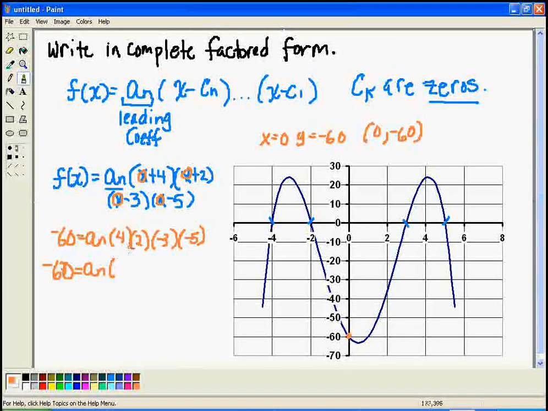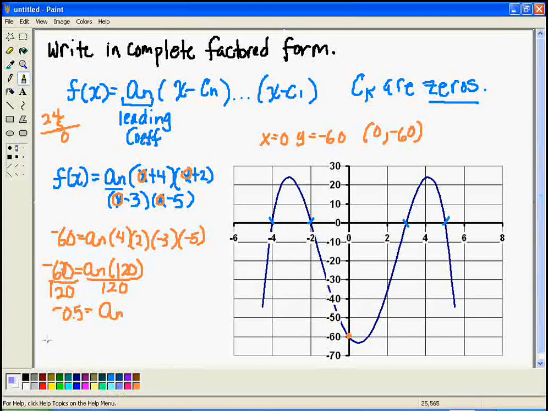And now 4 times 2 is 8, times a -3 is -24. What is 24 times 5? It's 120. Yes, it's positive. So now my final step in solving for a sub n is to divide both sides by 120. I get that a sub n is going to be equal to -60 divided by 120, or I can write that as -1/2.